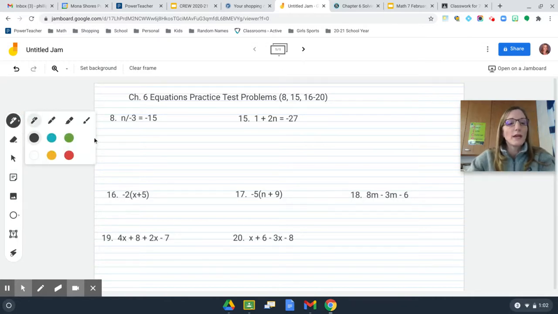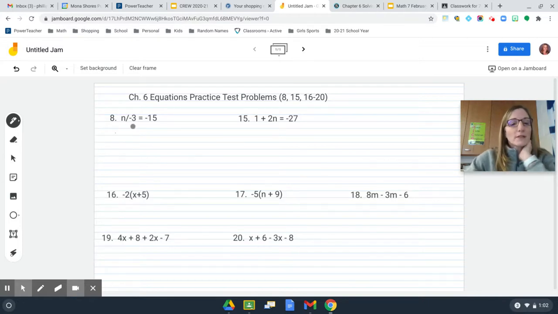Okay, so number 8 is a 1-step equation, and it's a division 1-step equation. We haven't done a ton of these, but I thought for sure on the practice test, let me go through and one more time show you how it's done. Really what it looks like is this, because it's hard when you type it. Sometimes it looks like a funky little fraction, but really n is in the numerator, -3 is in the denominator, n over -3 equals -15.